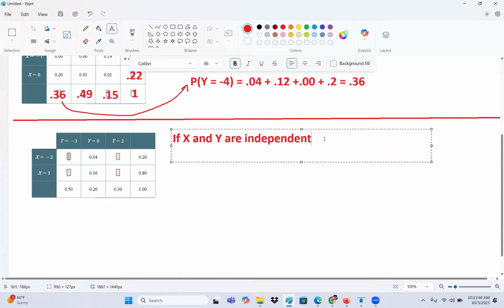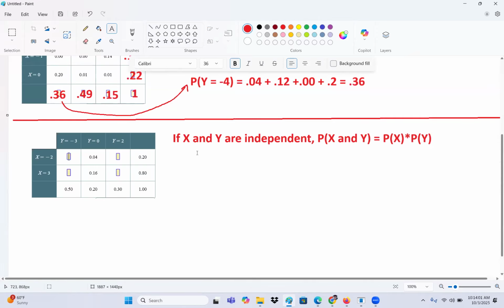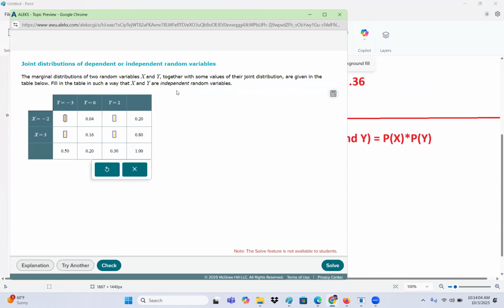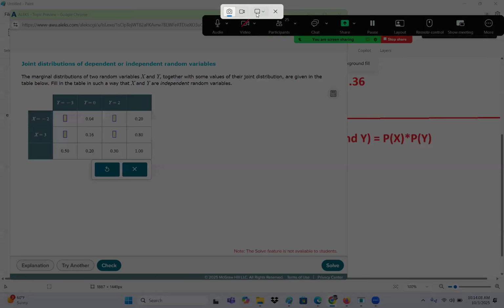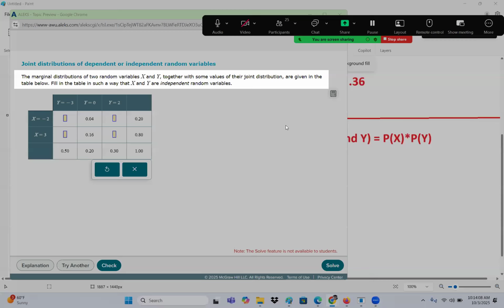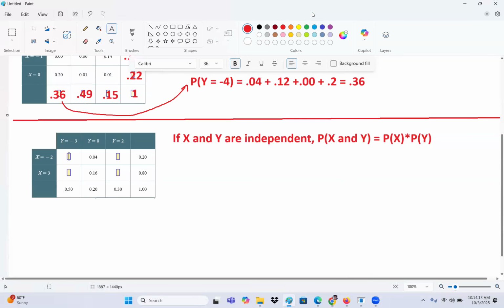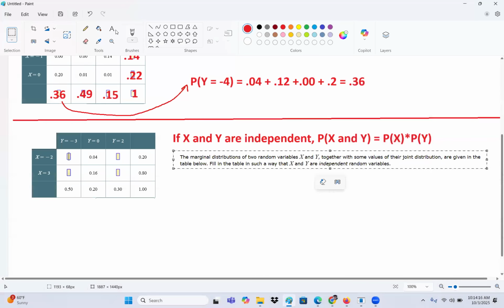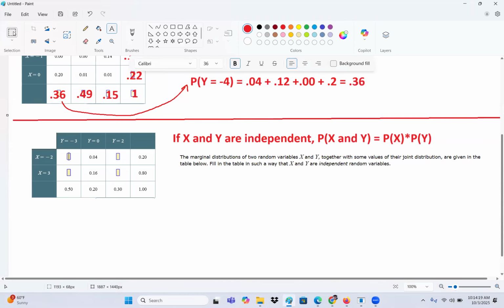What it means by that is that the probability of X and Y is going to be equal to the probability of X times the probability of Y. Okay. So for example, if they are independent, like we said earlier, the keyword for that was independence. So we have to assume that when you multiply the probabilities, they must be the same.